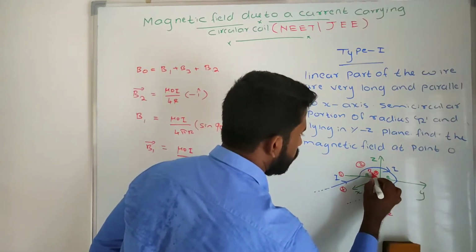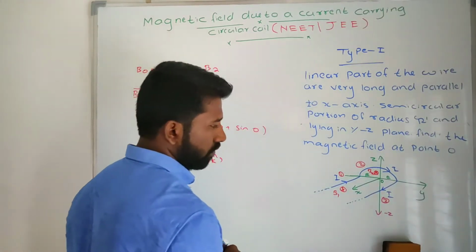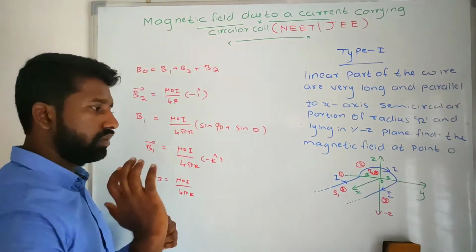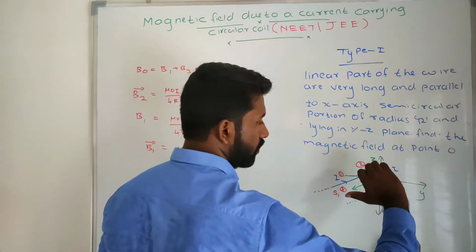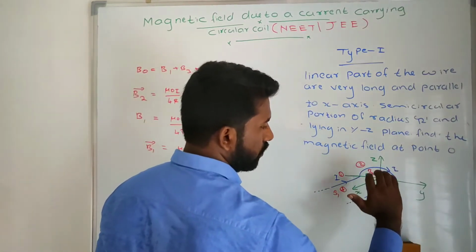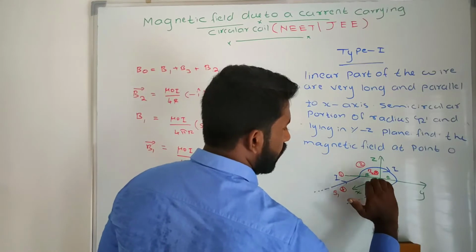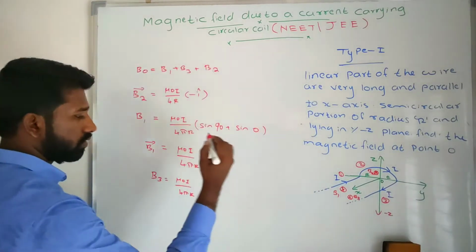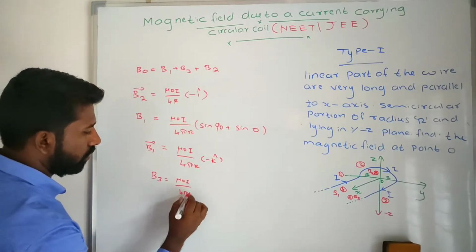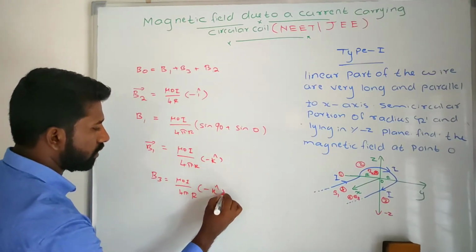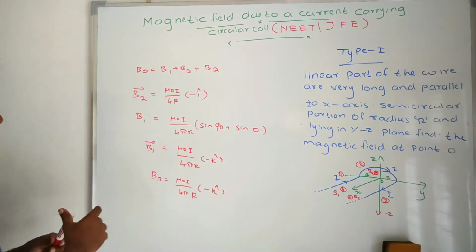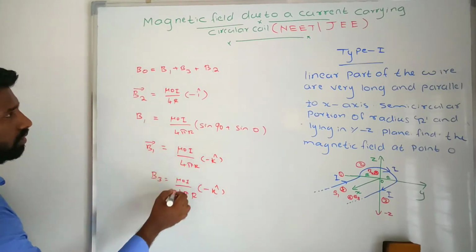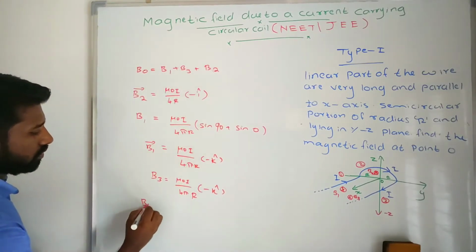This is B2 and this is B1. We will see B3. So the direction of the magnetic field can be found out by the right hand thumb rule. Place your thumb in the direction of current, then the curled fingers. Here you see that the palm is going into it. So this is the direction of B3. B3 is also in the same direction, so I can write it as minus k cap. Okay, clear? Now you see these two are in the same direction, so we will substitute in this equation.